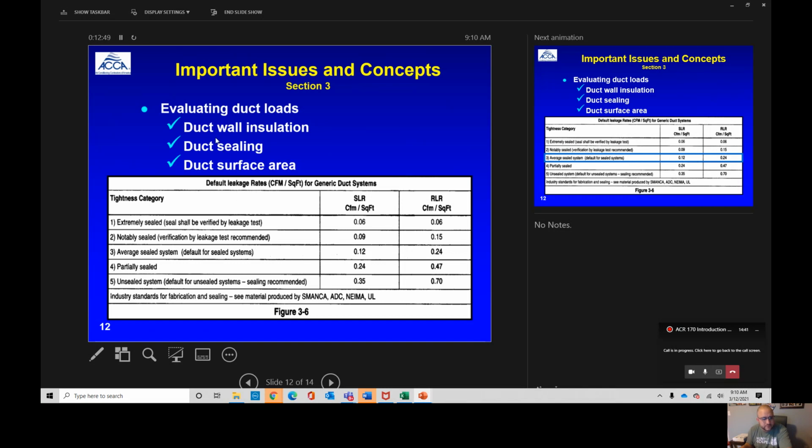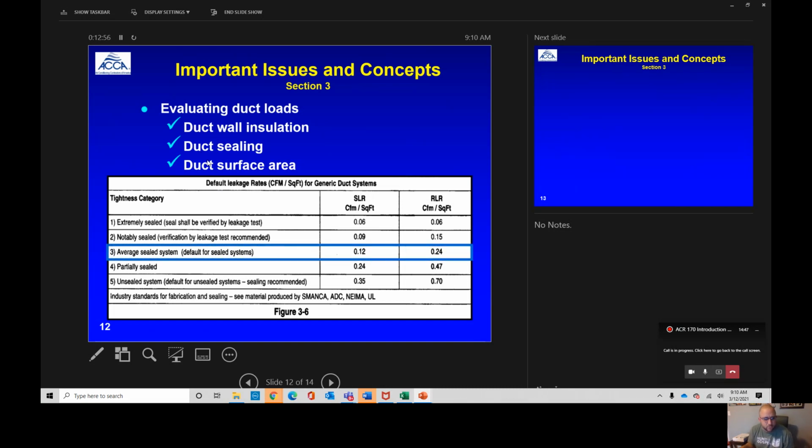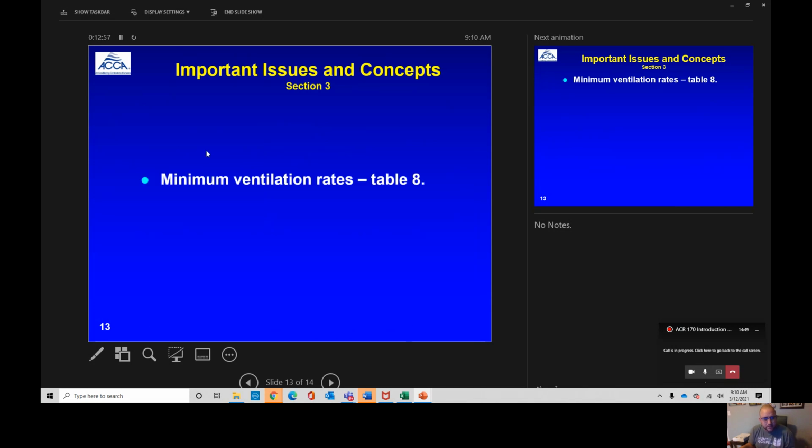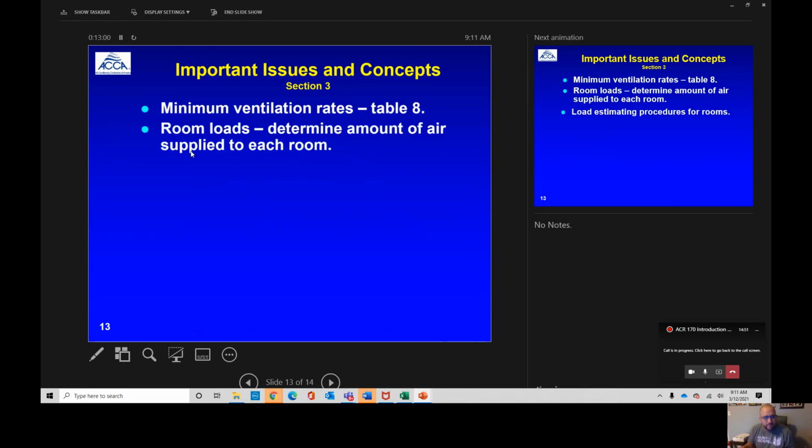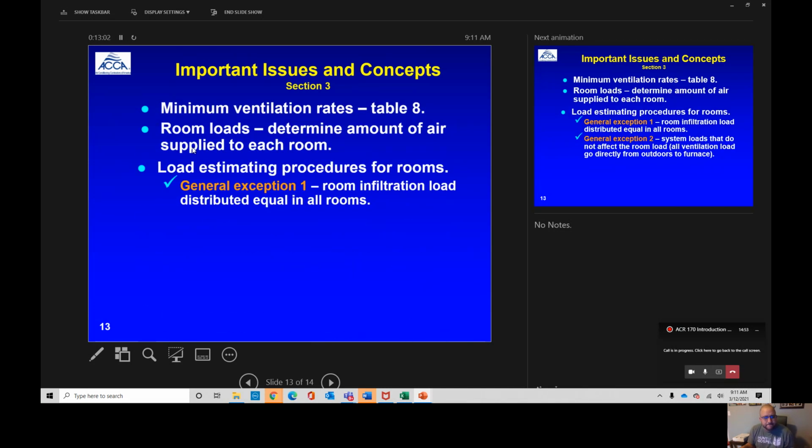All right, you can see duct tightness could also factor in, how well your duct system is leaking. So you've got a couple of different things to factor in.